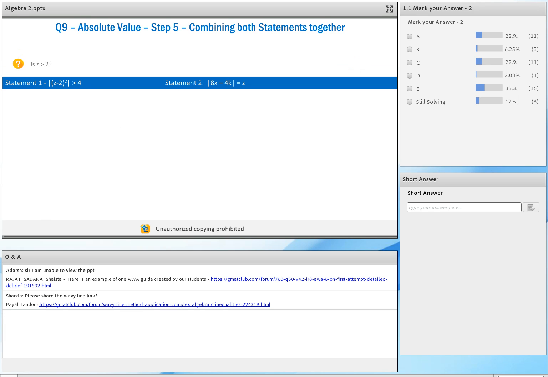Now I combine the two statements. What do I get? When I combine the two, for both of these conditions to be true, z indeed has to be greater than 4. So I'm finding the overlap, the intersection here. For what value of z will both these statements be true? That is z greater than 4. So which tells me that z is indeed greater than 2, and hence the correct answer is choice C.